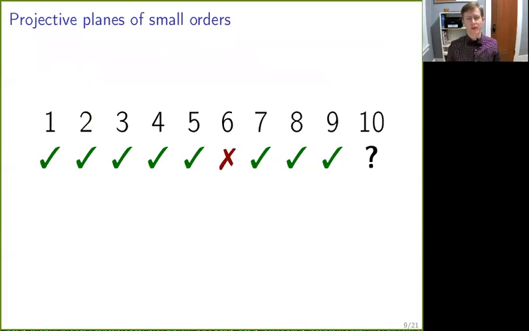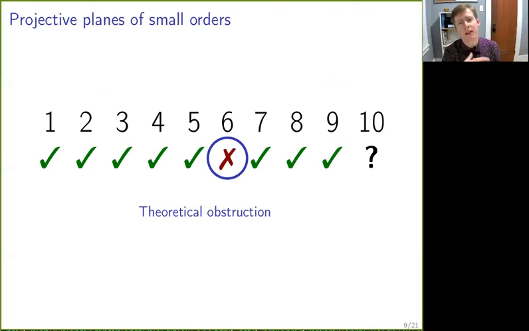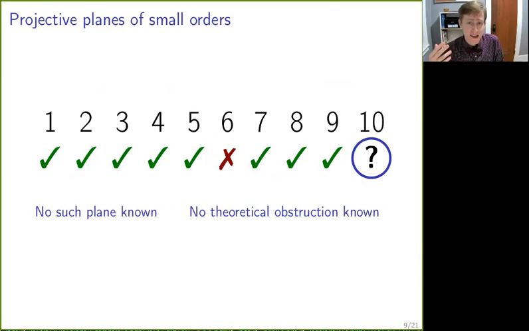It turns out mathematicians have studied this problem extensively, and they exist in all orders up to 9, with the exception of 6. At 6, there's a theoretical obstruction which eliminates this case, so you can just rule it out. At 10, this is a very interesting question because no such projective plane of order 10 is known, but also no theoretical obstruction to a projective plane of order 10 existing is known. So really, it could go either way.